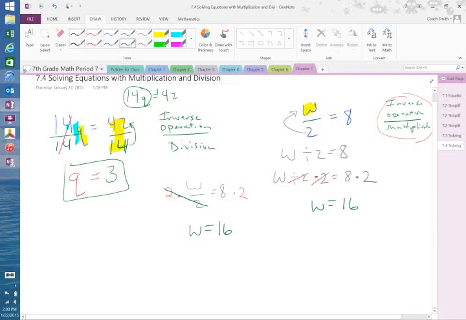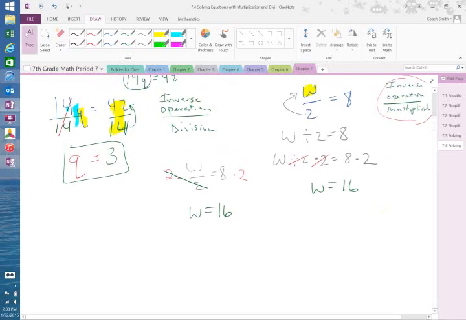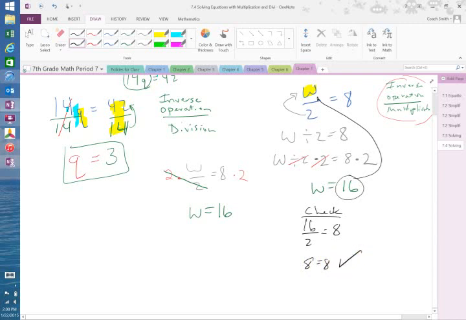Now, you can always go back and check it by plugging in the value of W into the original equation. So 16 over 2 is equal to 8. This is how we check it. Well, what is 16 over 2? 8. So 8 is equal to 8, so it does check.